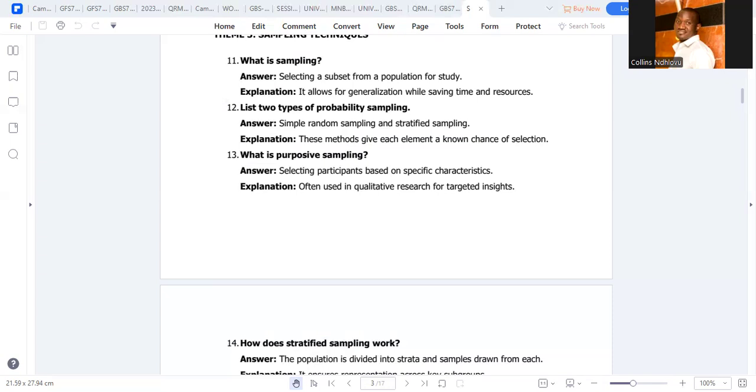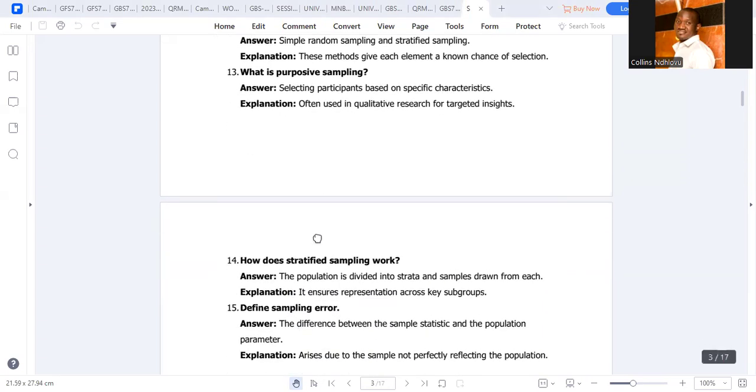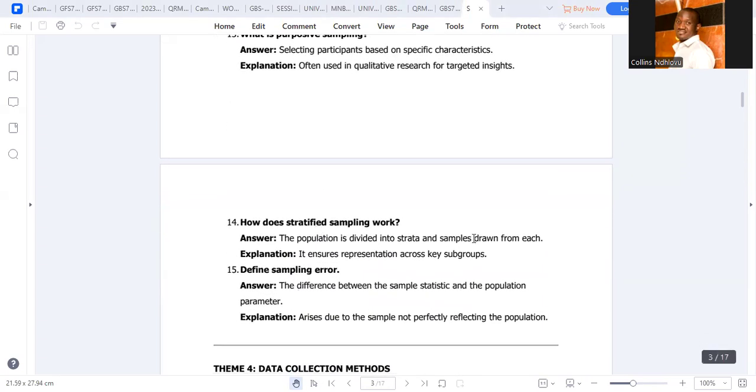The two types of sampling are under probability. We have simple random and stratified. So probability sampling methods are methods that have to do with numbers. Every member has an equal chance of being selected. So there's a non-zero chance of being selected. So there's simple random sampling where every individual has an equal chance. Stratified, where you're going to divide the population into subgroups that we call strata. Okay, so how does stratified sampling work? We divide them into strata.